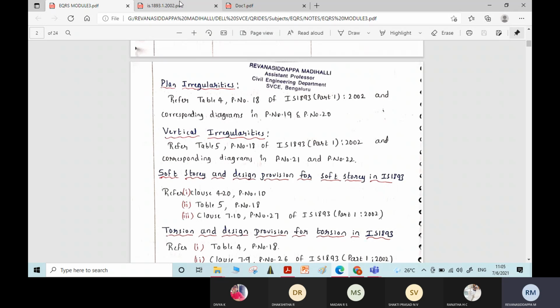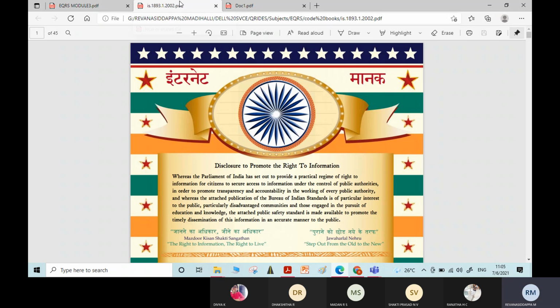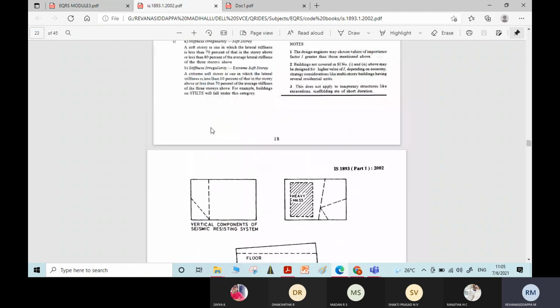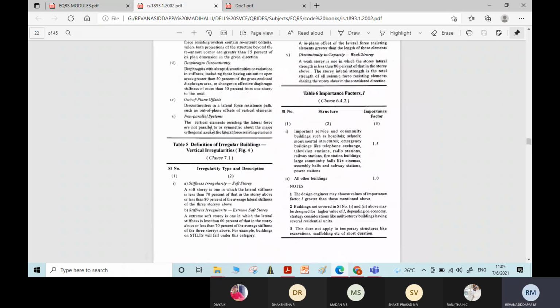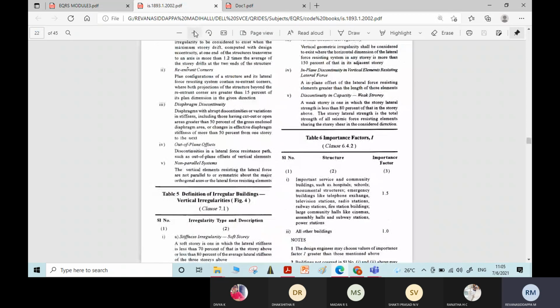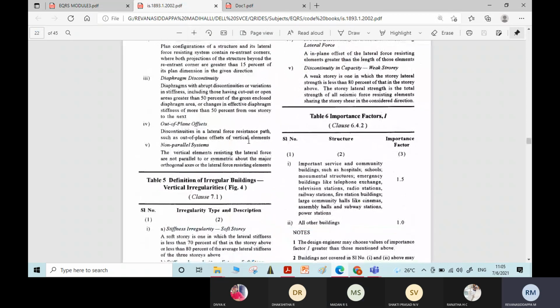Okay, let me go to Table 5, page number 18. Yes, screen is visible, right? Yes, screen is visible right now.